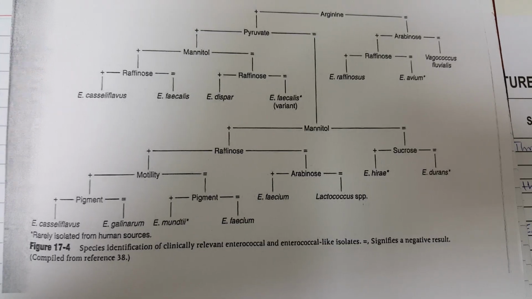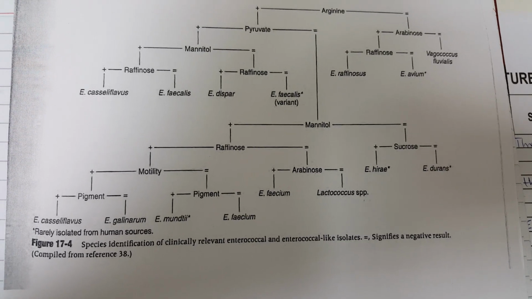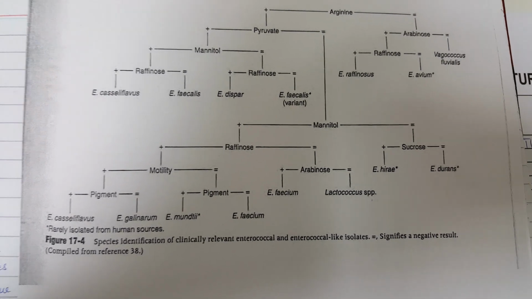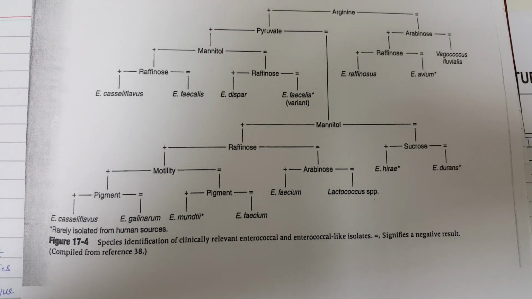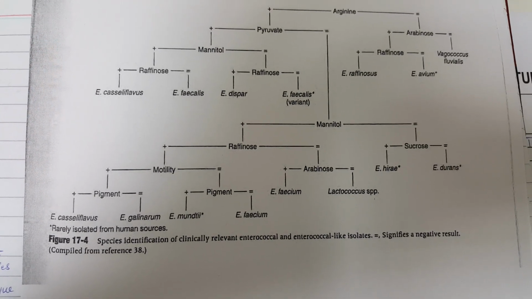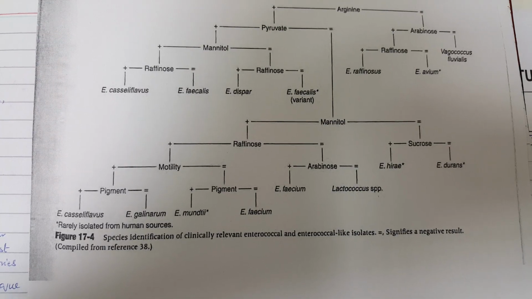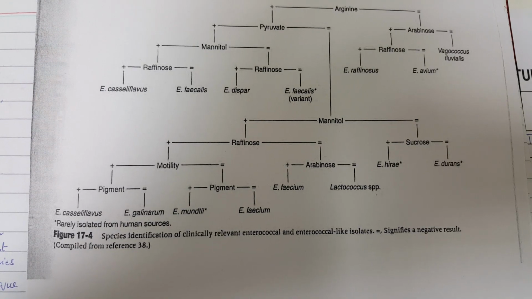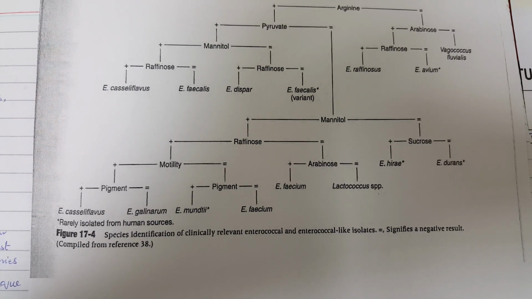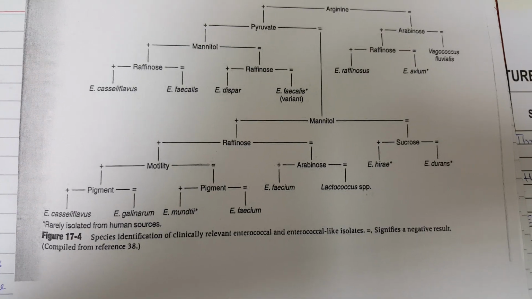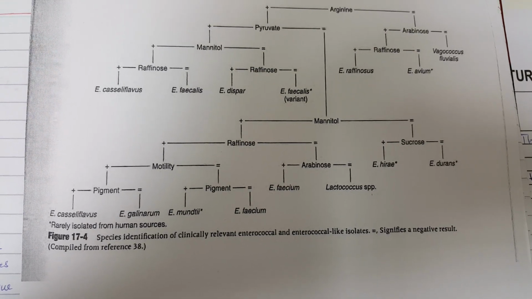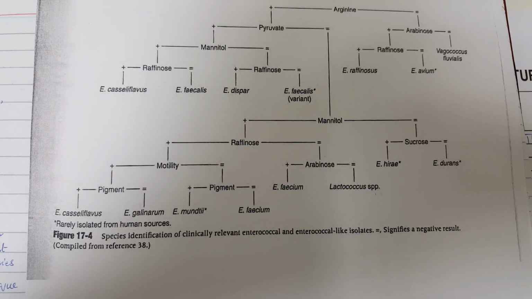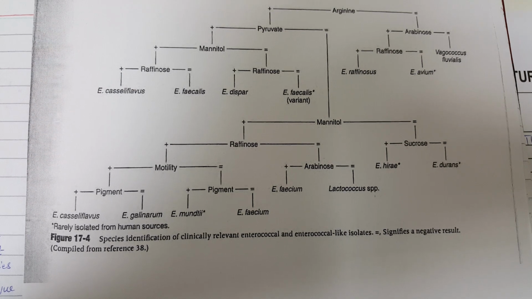We can differentiate the Enterococcus family by another biochemical chart, in which arginine is used as a basic biochemical test. If arginine is positive, pyruvate is positive, mannitol is positive, and raffinose is positive, that organism is considered Enterococcus casseliflavus. If arginine is positive, pyruvate positive, and mannitol positive, but raffinose is negative, that is Enterococcus faecalis.